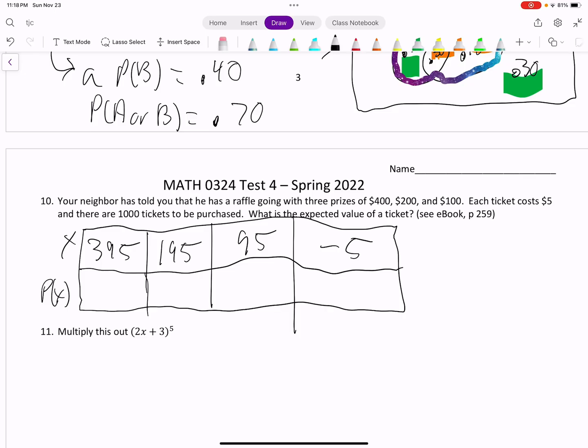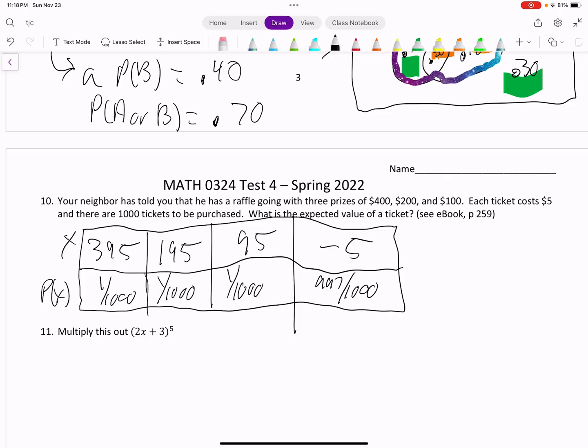Now we have probabilities. What's the probability of winning first place? Well, that's 1 out of 1,000. What about second place? There's also 1 out of 1,000. Third place, 1 out of 1,000. And then not winning at all, that's 997 out of 1,000. Then we have to multiply the X's by the probability.